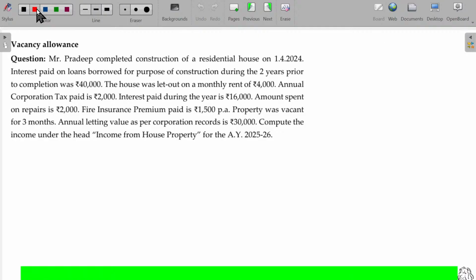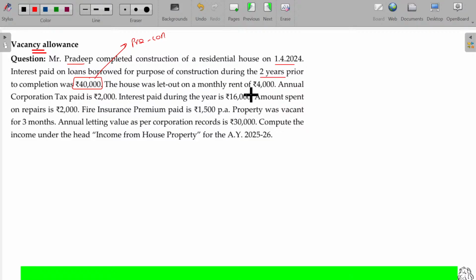Now, vacancy allowance related illustration. Mr. Pradeep completed construction of a residential house on 1/4/24. Interest paid on loans borrowed for the purpose of construction during the 2 years prior to the completion being 40,000 rupees. Then this is nothing but pre-construction period interest.